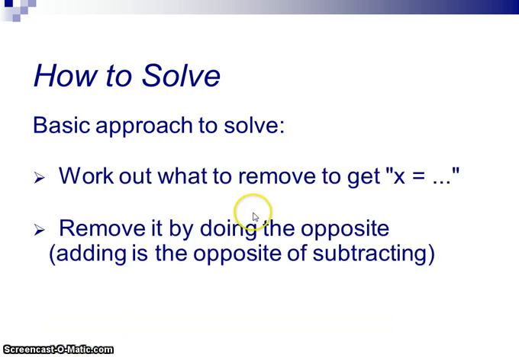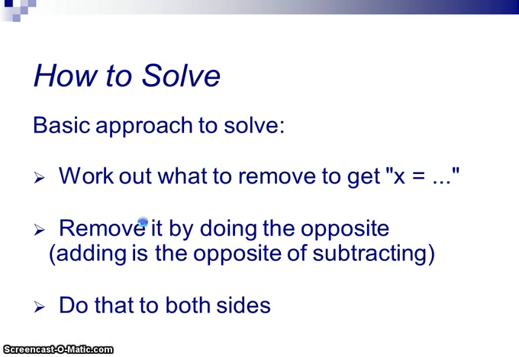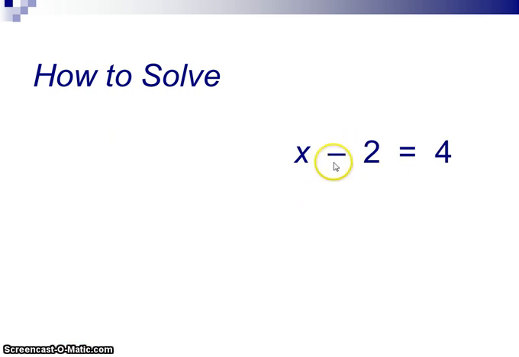So, in a basic approach to solve, we work out what to remove to get x. And we remove it by doing the opposite, okay? Or the inverse operations. For example, the opposite of adding is subtracting. The opposite of dividing is multiplying, okay? And we do that consistently on both sides of an equation.